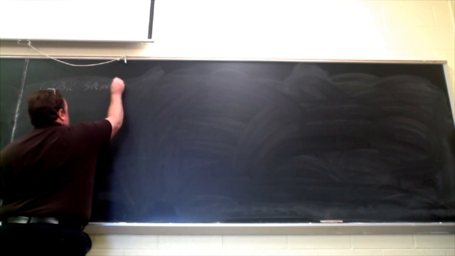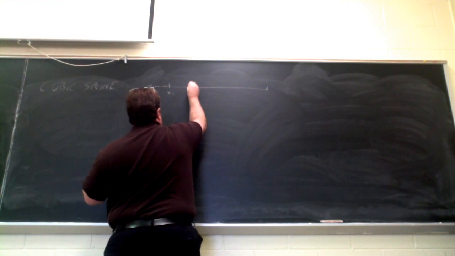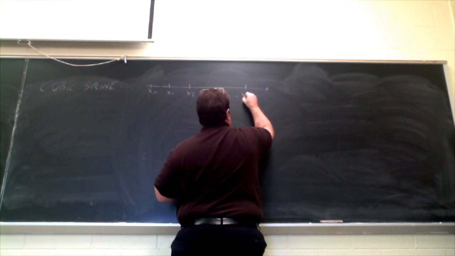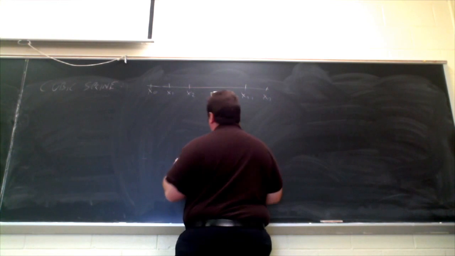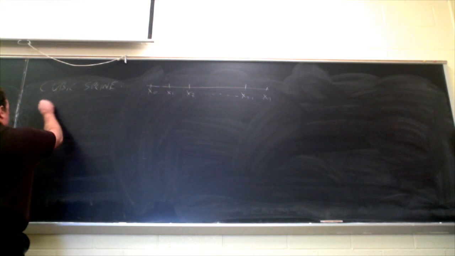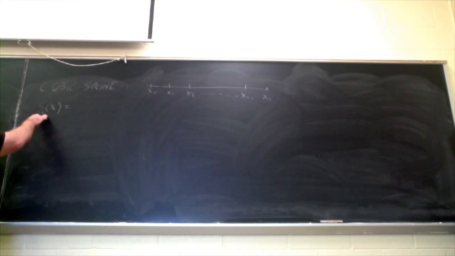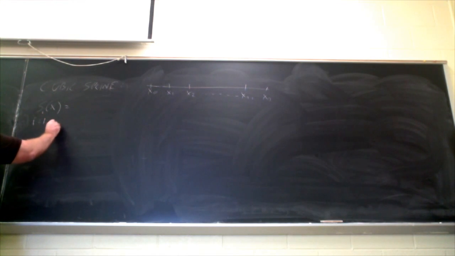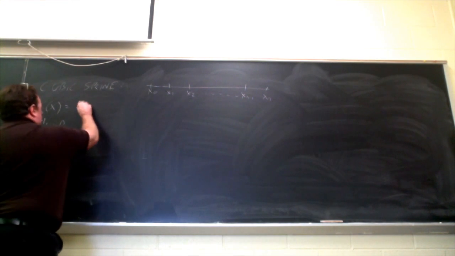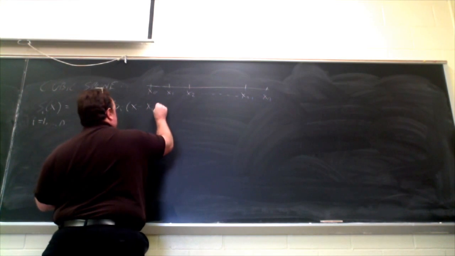So our cubic spline, all right, we're on this interval with n plus 1 points. So with n plus 1 points, we have n pieces. Our pieces are defined by S_i of x, i equals 1 to n, and they have this form with 4 coefficients, a's, b's, c's, d's.